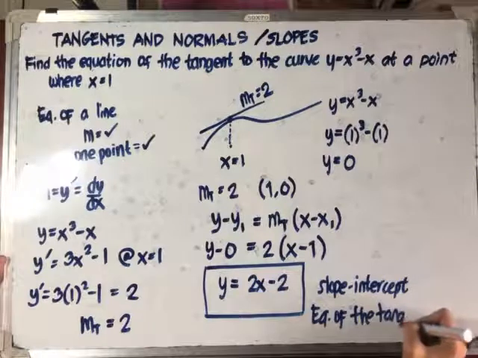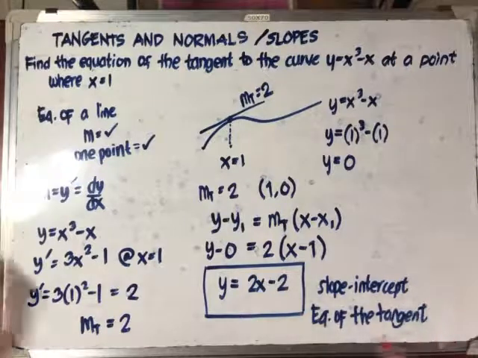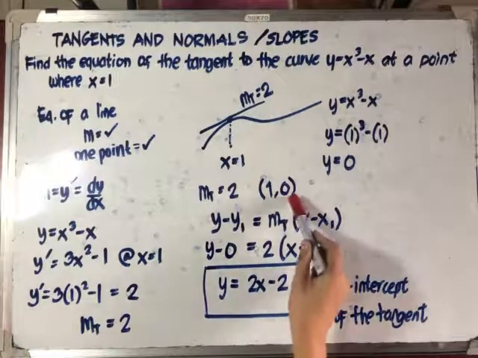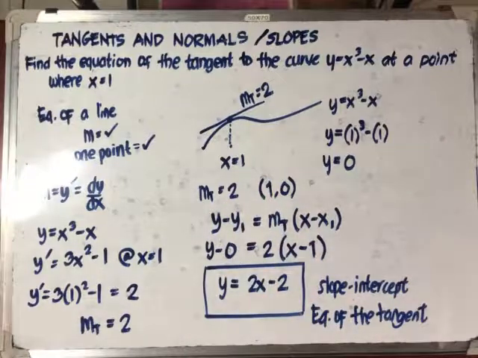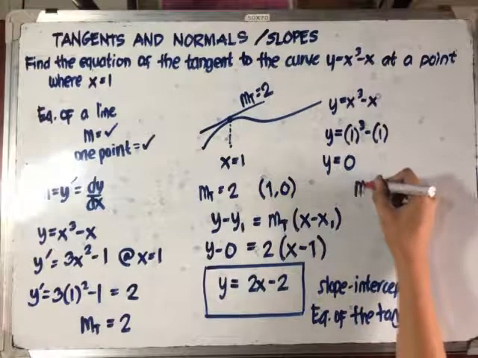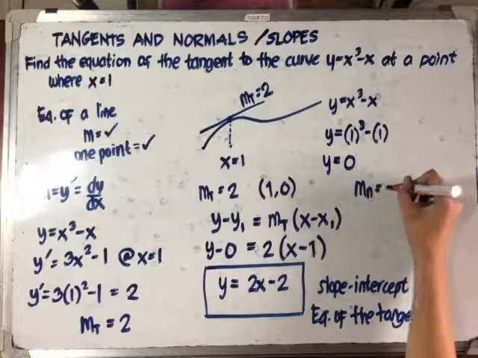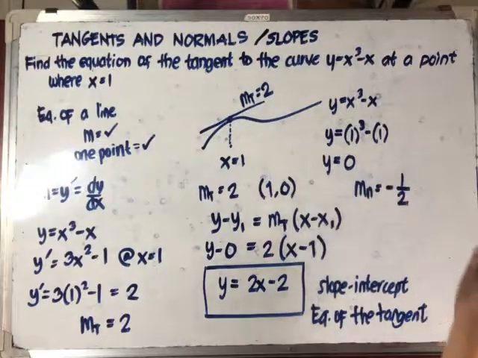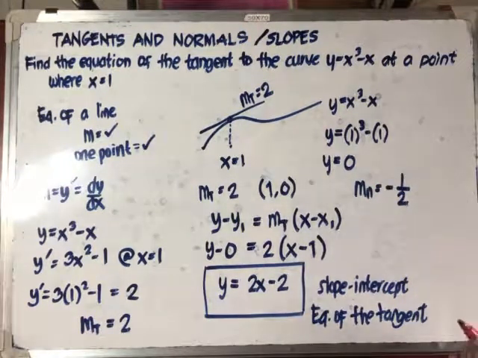Okay? Kung equation of the normal naman ang hinanap, the same pa din, no? Ito yung point. Magbabago lang yung magiging slope mo. What you will use as slope naman for equation of the normal is magiging negative 1/2 na siya. Okay? So, this one is equation of the tangent.